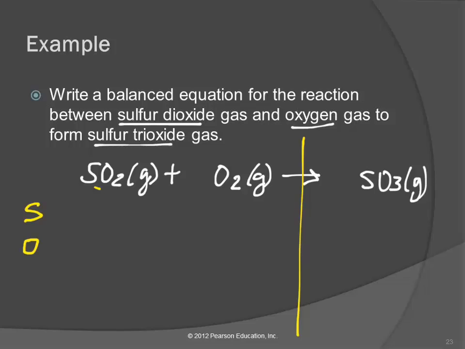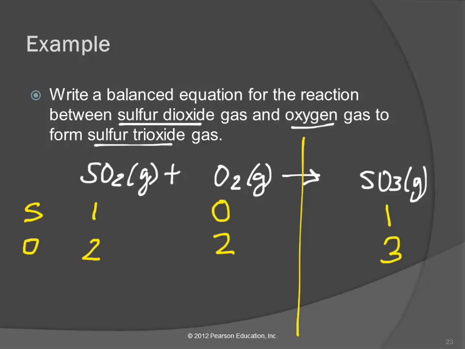And then under each of these reactants and products, I'm going to write down how many atoms of those elements are in there. So in sulfur dioxide, SO2, there's 1 sulfur and there are 2 oxygens. Over here in O2, there are 0 sulfurs and there are 2 oxygens. And then over on the right, this has 1 sulfur and 3 oxygens. It's kind of messy. It's a little easier to do on lined notebook paper.